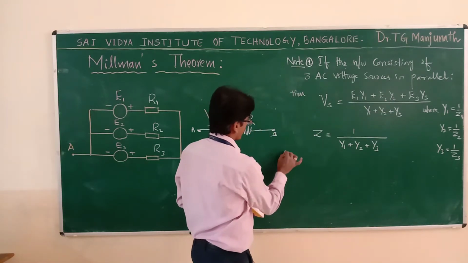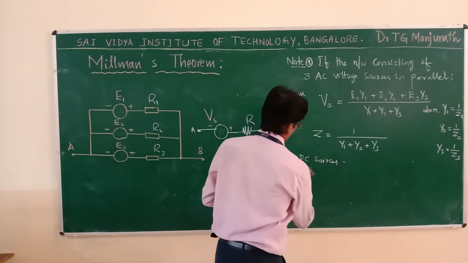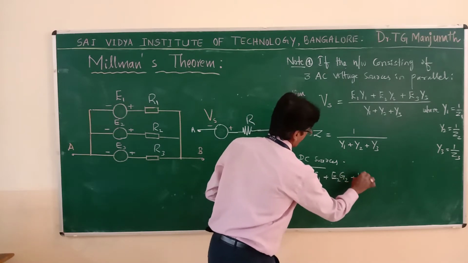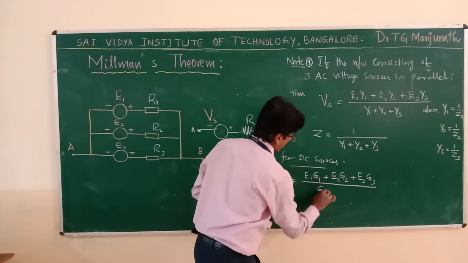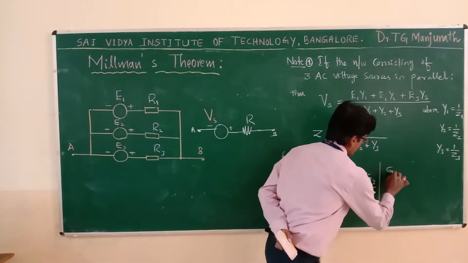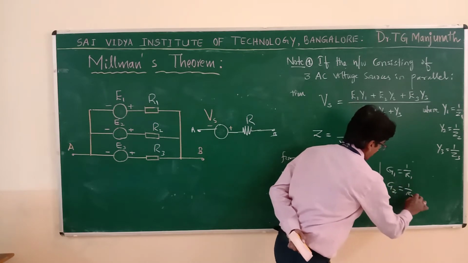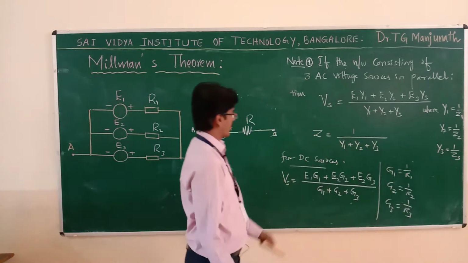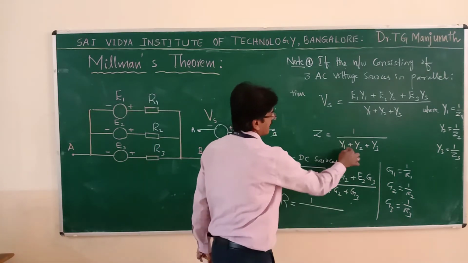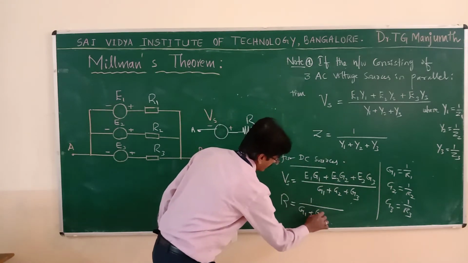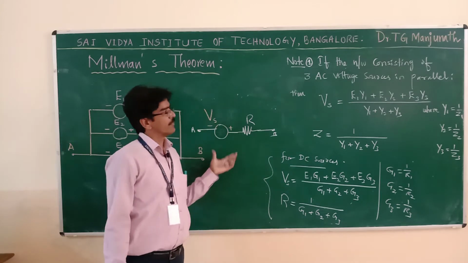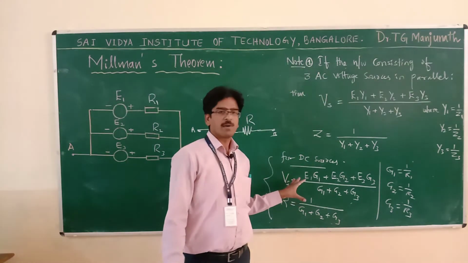Therefore for DC sources the formula becomes Vs equal to E1 G1 plus E2 G2 plus E3 G3 divided by G1 plus G2 plus G3. What is G here? It is the conductance, the inverse of resistance, where G1 is equal to 1 by R1, G2 is equal to 1 by R2 and G3 is equal to 1 by R3. That is how to find the single voltage source value. Then the series resistance is given by 1 divided by G1 plus G2 plus G3, writing G instead of Y. If you make use of this formula, you can solve any problem on Millman's theorem. This formula is for AC sources, and this formula is for DC sources.